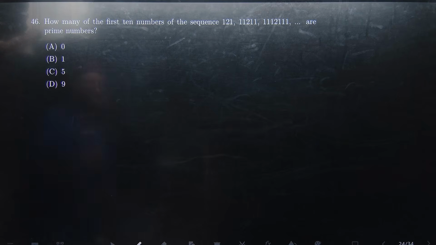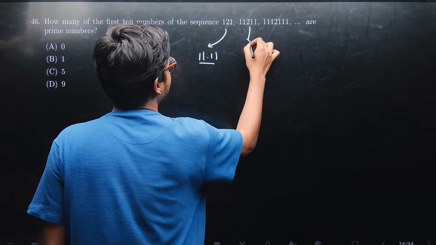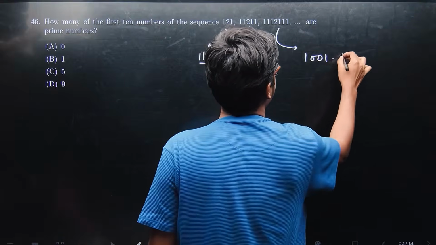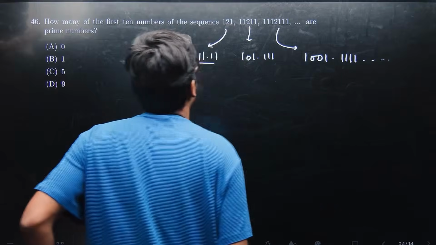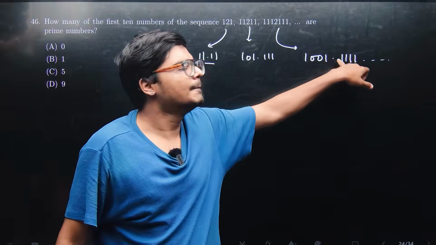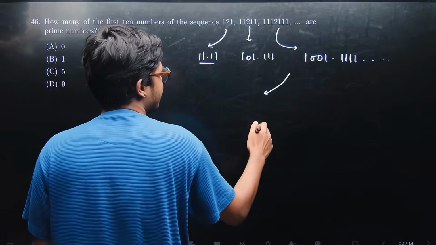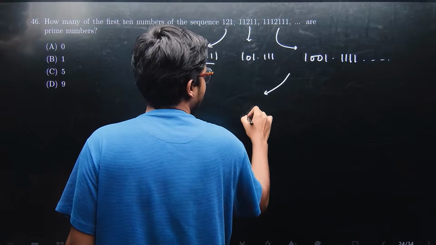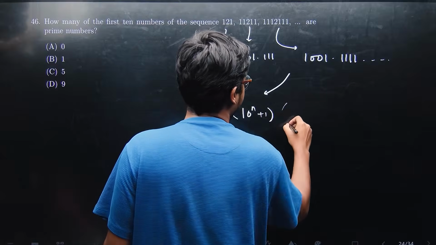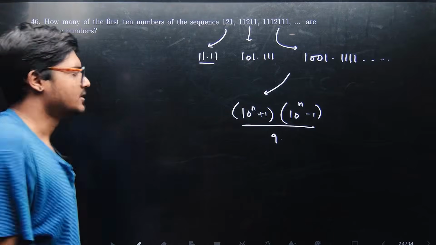So if you just factorize this, you'll see that this just turns out to be 11 times 11. This turns out to be 101 times 111. This will turn out to be 1001 times 1111, and so on and so forth, right? So basically, it's a string of ones multiplied by a power of 10 plus 1, right? Now what can I write this as? So if we look at the nth term of this, it's going to be 10 to the power n plus 1, right? Times this number we already know, it turns out to be 10 to the power n minus 1 by 9. Okay? So this is what we are getting.